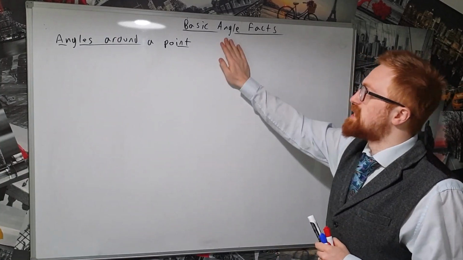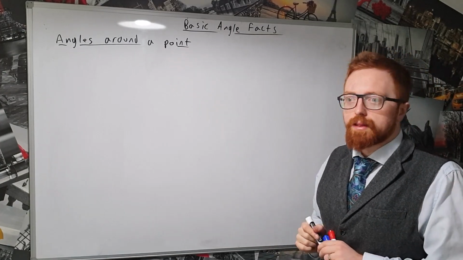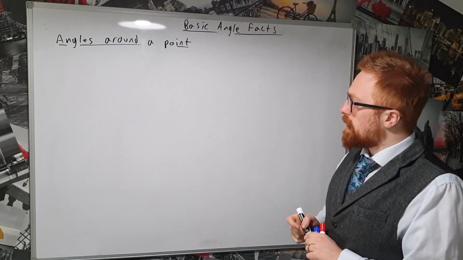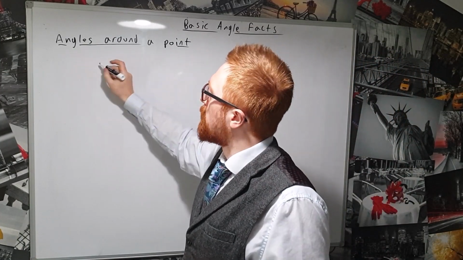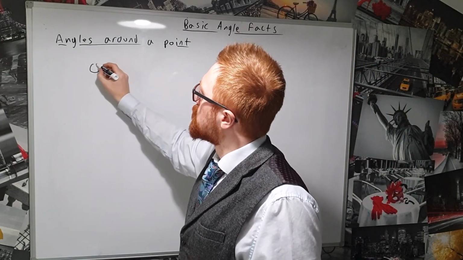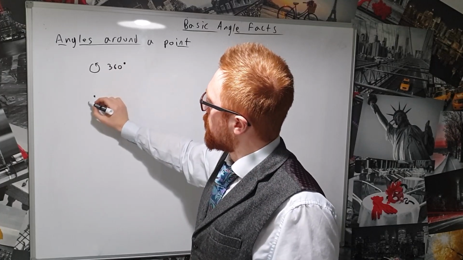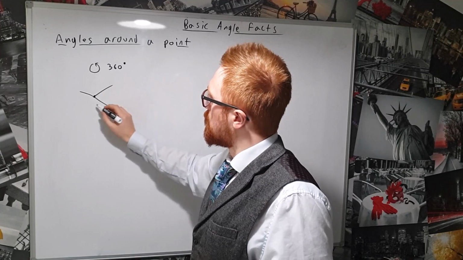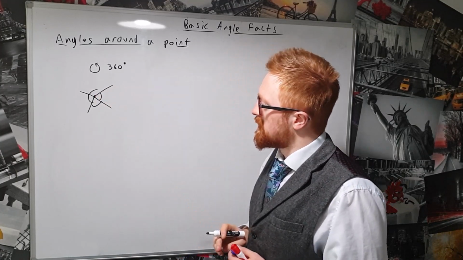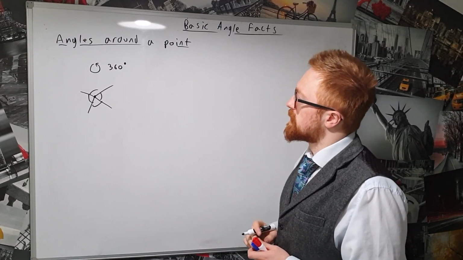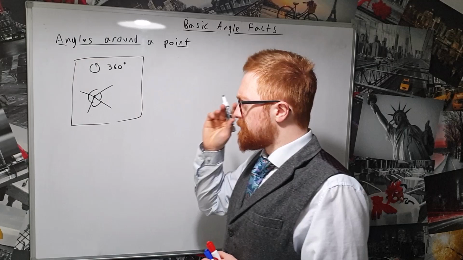Today we're looking at basic angle facts, and we're going to start with angles around a point. As you probably already know, a full circle is 360 degrees. That means if we have several angles around a point, and we add up those values, they must give us 360 degrees. So that's our first rule.